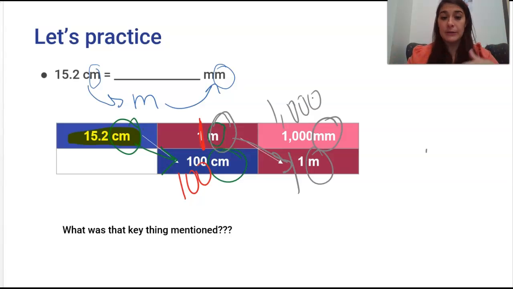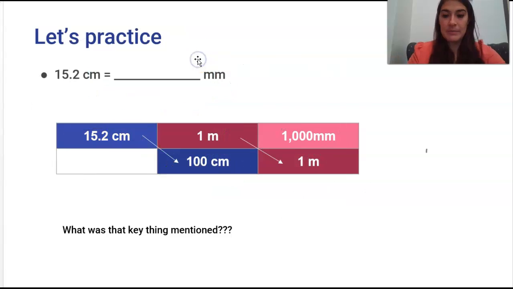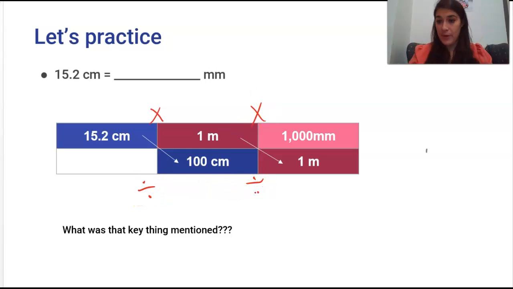Then for your calculator, remember, everything on top you are multiplying by. Everything on top you are going to multiply by. Everything on the bottom you are going to divide by. So give yourself a big multiplication symbol up there, division symbol down here. So if I was plugging this into my calculator, I would type 15.2 times 1,000 divided by 100. Okay, so that is the process that you want to use.